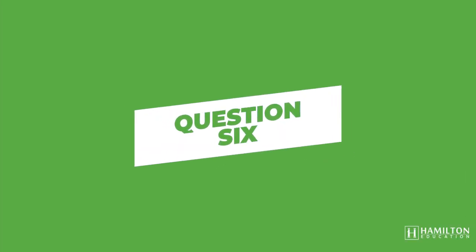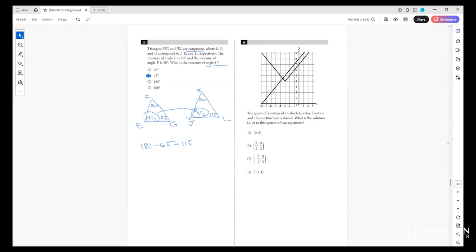Question number 6. The graph of a system of an absolute value function, so something that usually looks like a V shape, and a linear function is shown. Okay, because I know what absolute value functions look like, this is the absolute value function, and the other one is the straight line. What is the solution (x, y) to the system of two equations? We could spend a bunch of time trying to figure out what the actual functions are and then try to solve it.